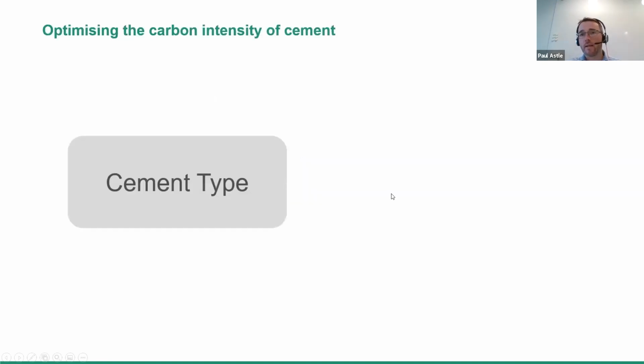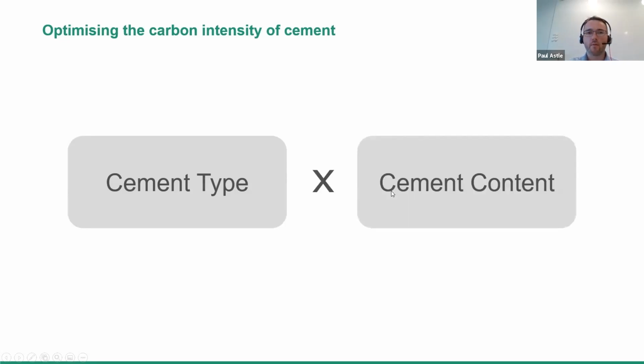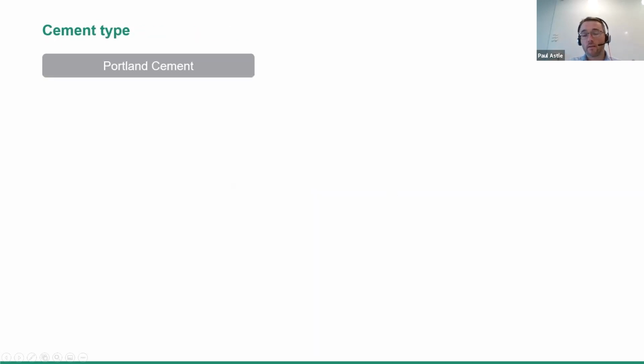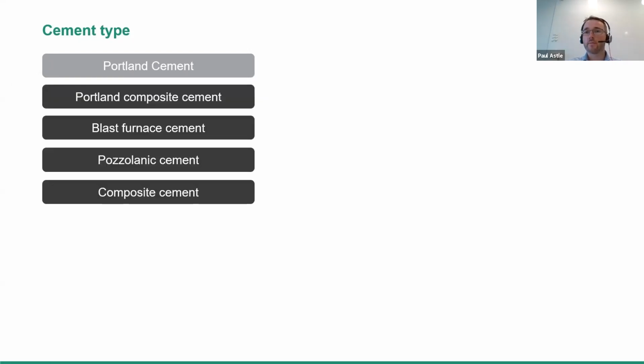So targeting the cement then, the carbon intensity of cement is essentially 2 components we need to consider. One is cement type and the other is cement content. So we consider cement type. Many of you will be familiar with Portland cement, CEM1. We also have a whole range of other types of blended cements which are in the codes now and you can always use. So Portland composite cements, those using blast furnace, pozzolanic, etc.